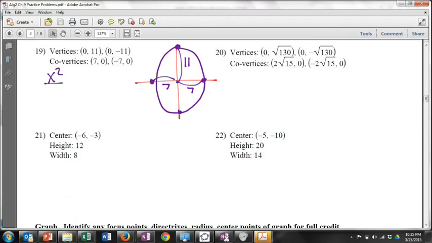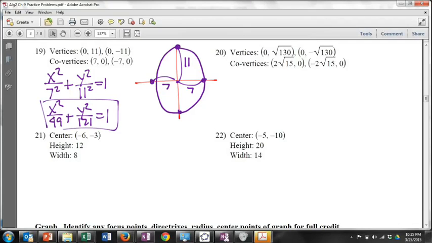X squared over the radius in the x direction, which is 7. 7 squared is 49. Plus y squared over 11 squared is equal to 1. 11 is the radius in the y direction. So then I square that, 11 squared. So I could write this as x squared over 49 plus y squared over 121 is equal to 1. That's my solution. Number 20.